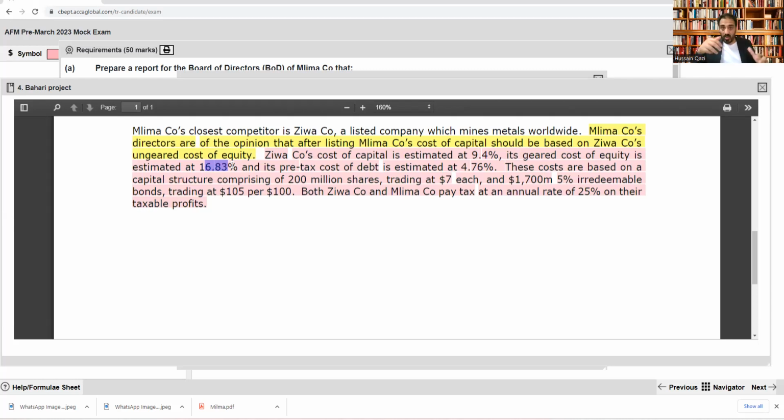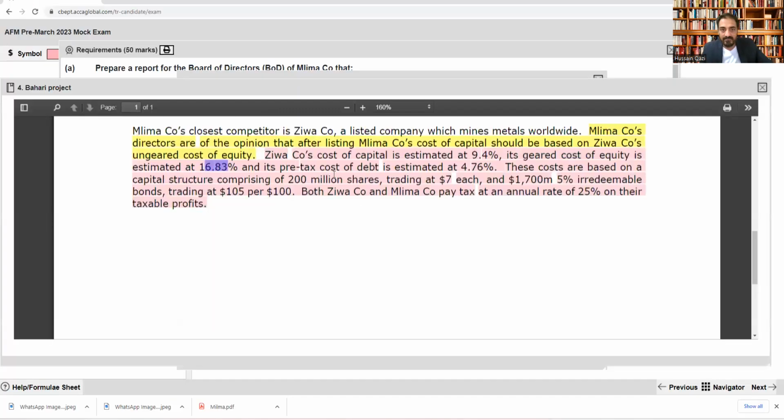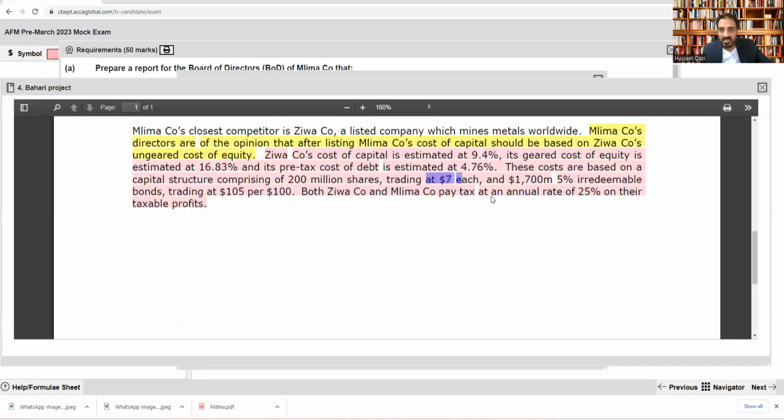No requirement for any cost of capital of Ziva. So don't make that mistake. Market value of equity for Ziva is very simple: 200 million shares trading at $7. Market value of debts is also very simple. Irredeemable debts, 1700 million: 1700 divided by 100 multiplied by 105.